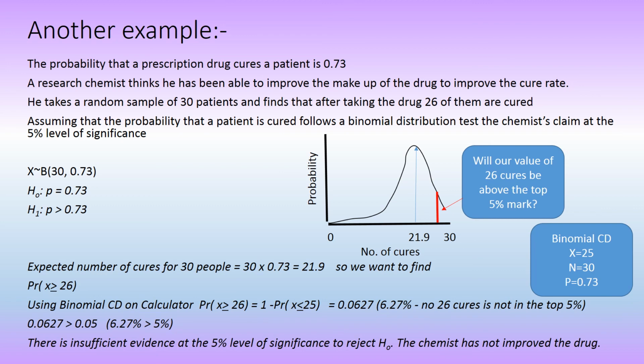So there we go. My conclusion is therefore this: there is insufficient evidence at the 5% level of significance to reject the null hypothesis. And then putting it into context, the chemist has not improved the drug.